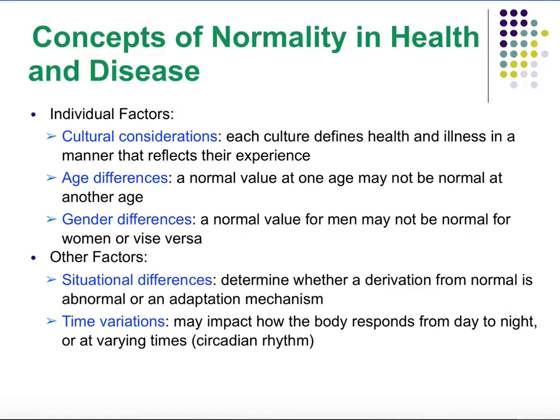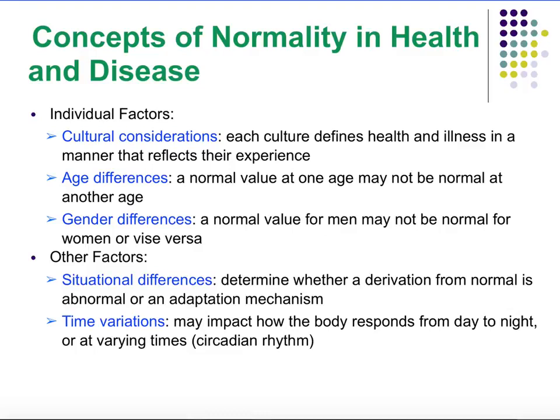All right, so concepts of normality in health and disease. There are individual factors that will determine concepts of health and disease. So those individual factors include things like cultural considerations. So each culture defines health and illness in a manner that reflects their experience.